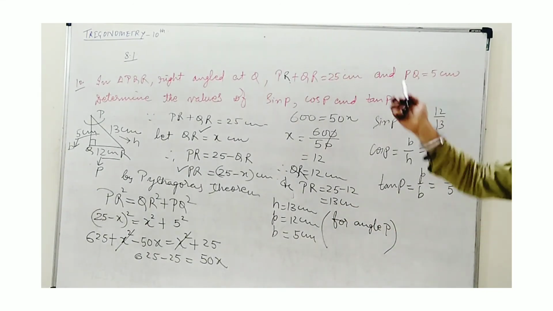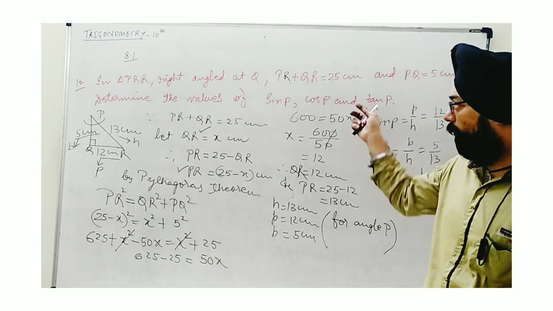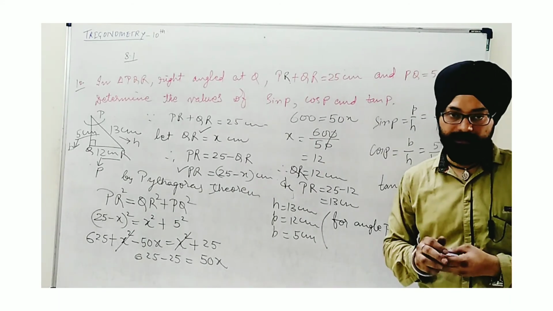So this way the given condition was used to find all three sides of the triangle, and accordingly we have obtained the ratios. I hope these questions will surely help you understand the concept.